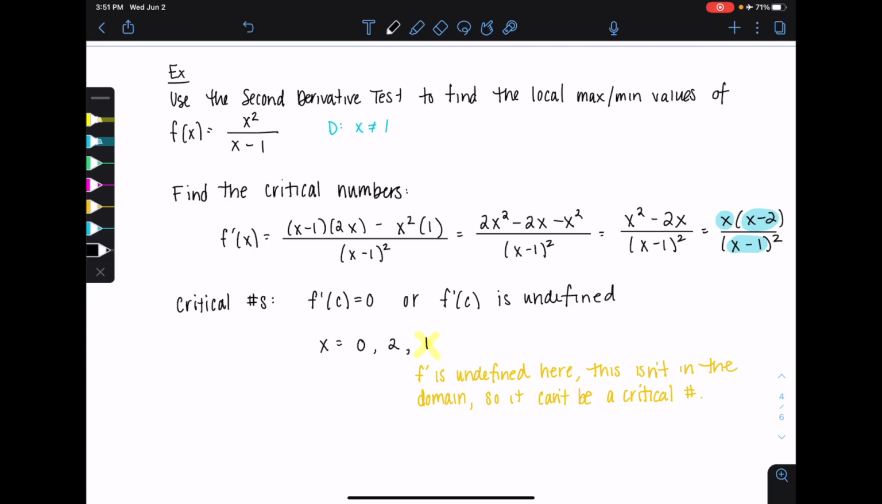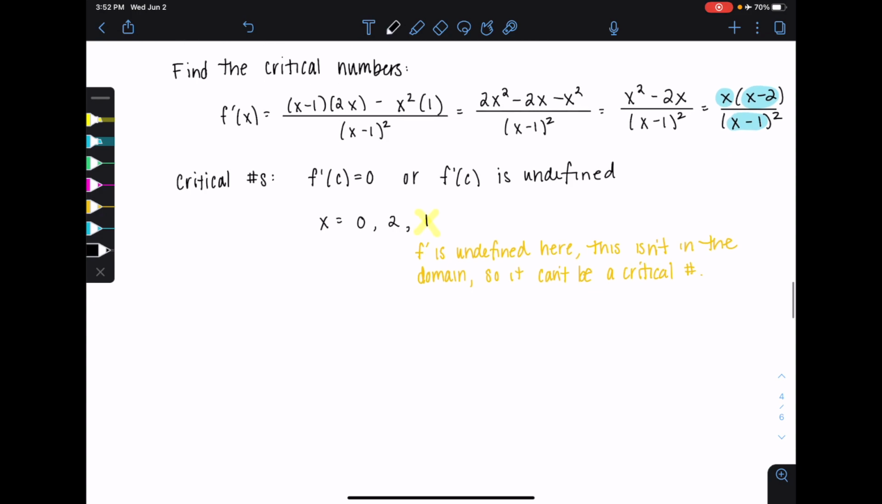Now that I have my important values that can possibly be local maxes or mins, we want to go ahead and evaluate the second derivative at each of these and see, is it positive or is it negative? And we're only going to test 0 and 2. 1 is not useful for us.